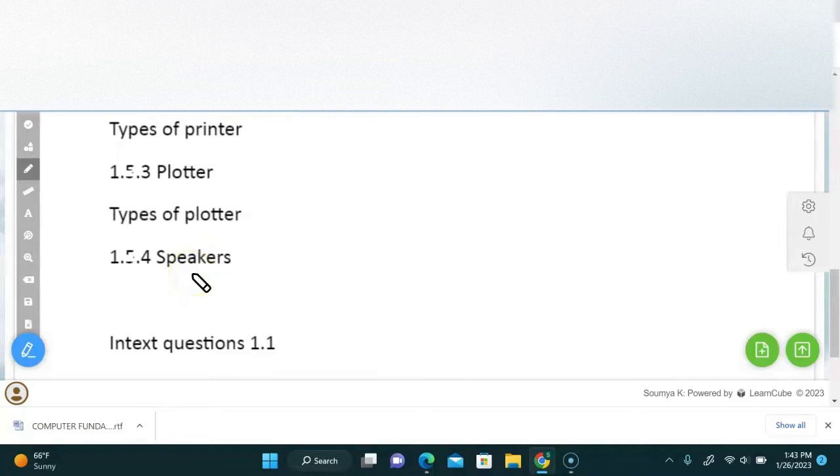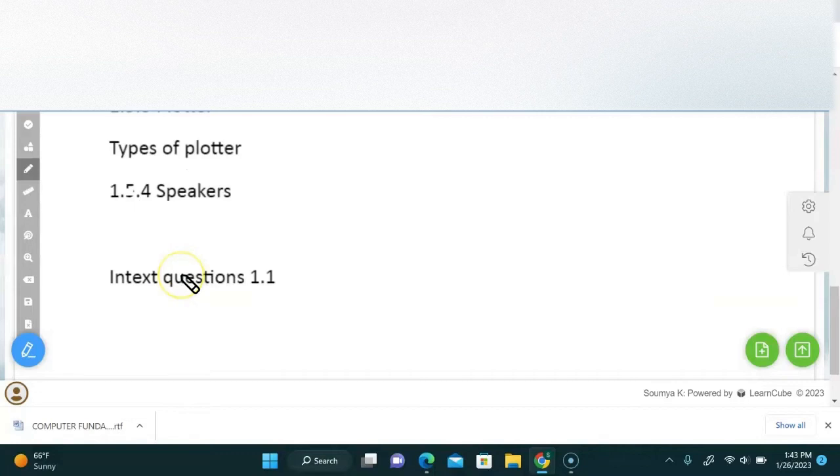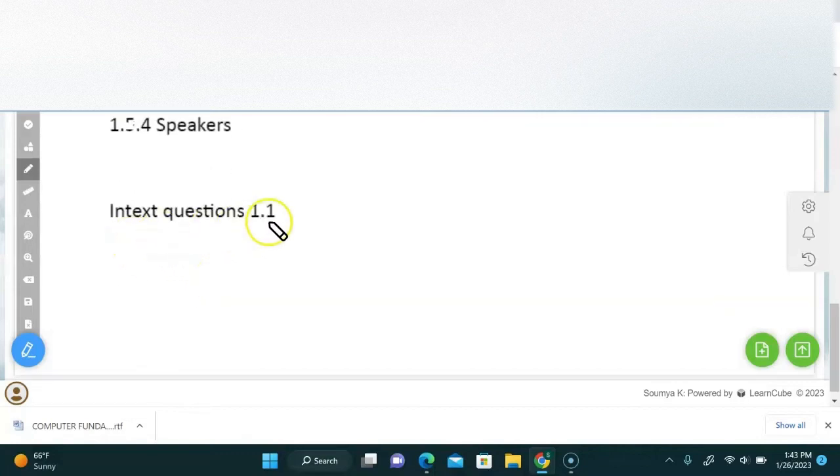Next one is speaker. What are the different speakers? All these are output devices, so one by one you will see their definition as well as their different types. Then comes in-text questions 1.1. You have lots of in-text questions in them, but the topic 1.1 is being covered for this video.